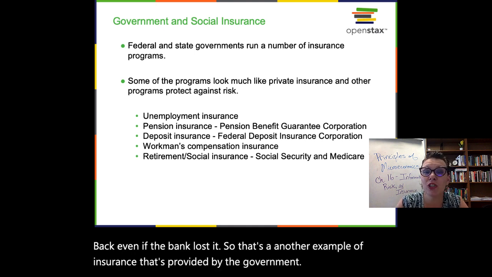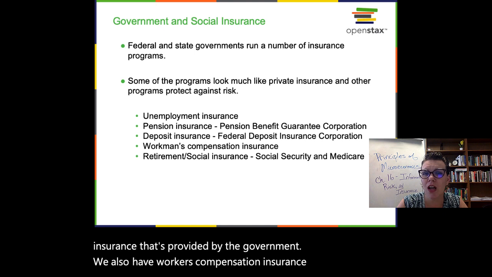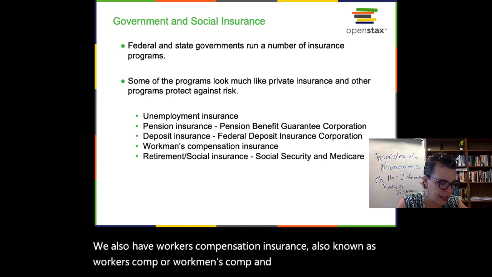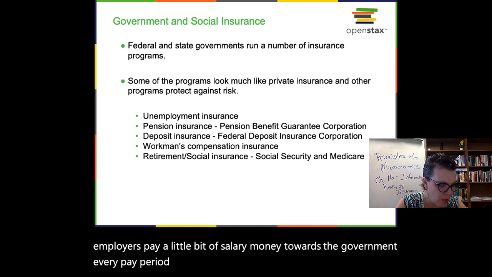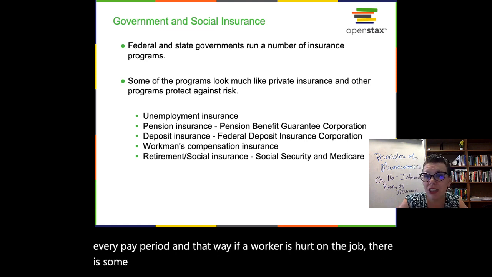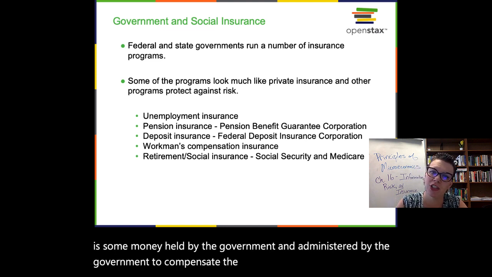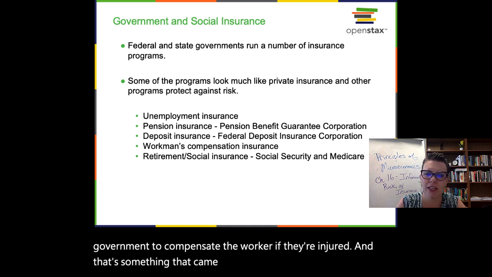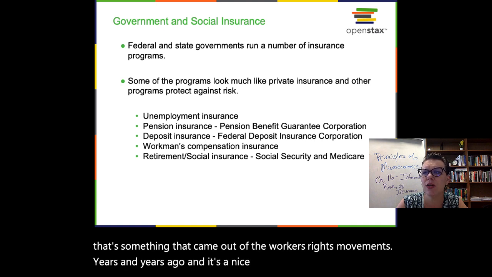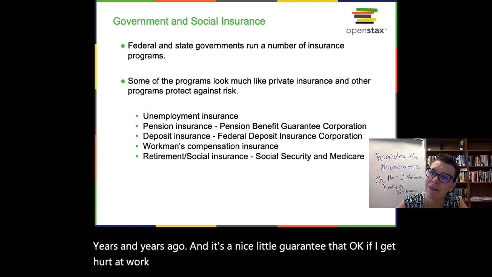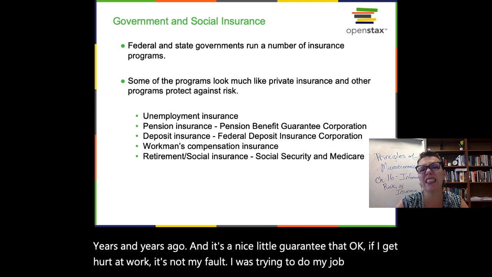We also have workers' compensation insurance, also known as workers' comp or workman's comp. And this is the idea that employers pay a little bit of salary money towards the government every pay period. And that way, if a worker is hurt on the job, there is some money held by the government and administered by the government to compensate the worker if they're injured. And that's something that came out of the workers' rights movements years and years ago. And it's a nice little guarantee that, okay, if I get hurt at work, it's not my fault. I was trying to do my job, so I need some support.